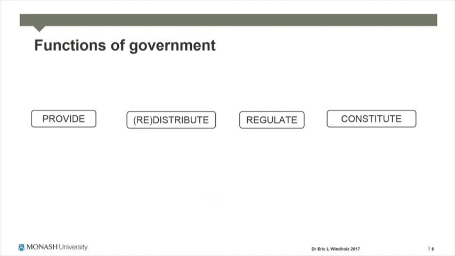Functionally, government and governing is about four things: providing goods, services and infrastructure, such as schools, hospitals and roads; distributing and redistributing wealth through taxes and welfare payments; regulating behaviour through rules that govern everything from what we can eat, drink and smoke to whom we can marry and when; and constituting or establishing the legal and institutional framework necessary for a society to function, such as private property rights and courts for adjudicating disputes.